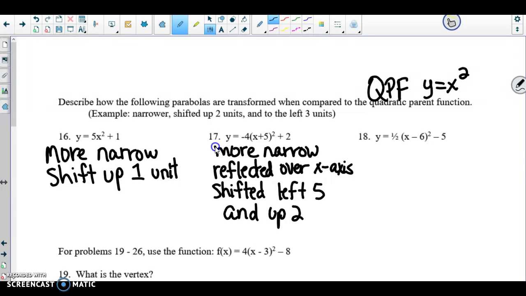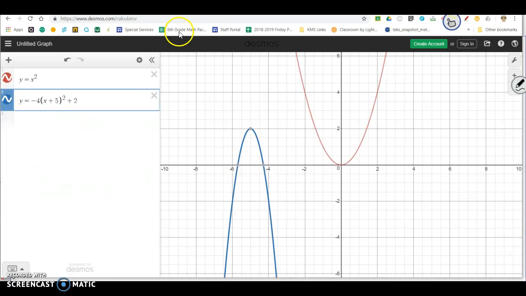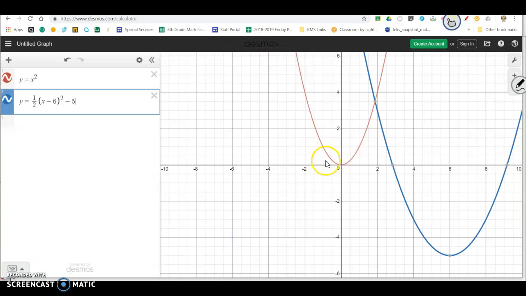All right, so looking at number 18, I have the 1/2 and I have x minus 6 in parentheses there to be squared, and then minus 5. So there should be some things that I notice. Think about that, what our a value is, maybe what our vertex is, so where it might be located. But let's take a look at what we also graphed, and then that way we can be certain on that. So here's our parent function, y equals x squared. Then we have y equals 1/2 times x minus 6 quantity squared minus 5.